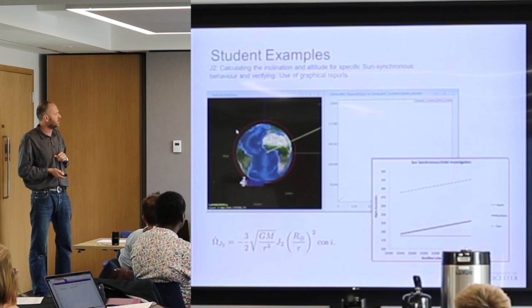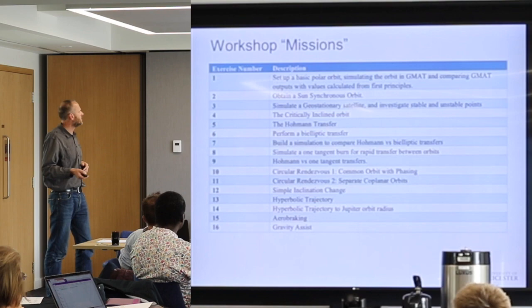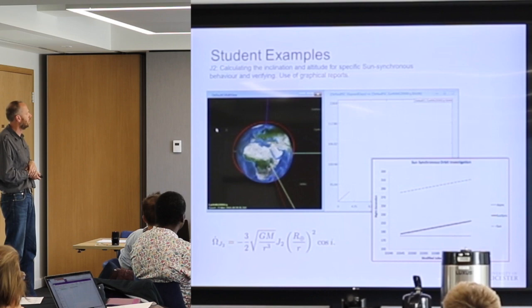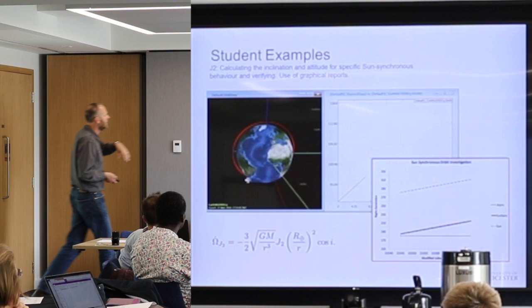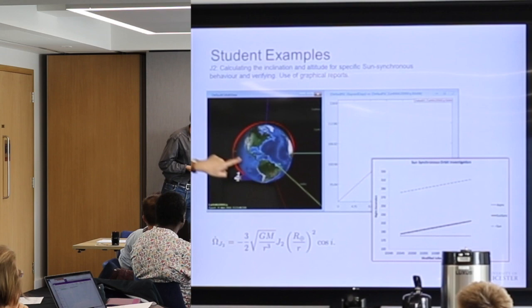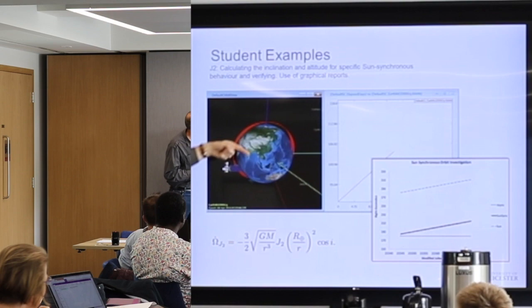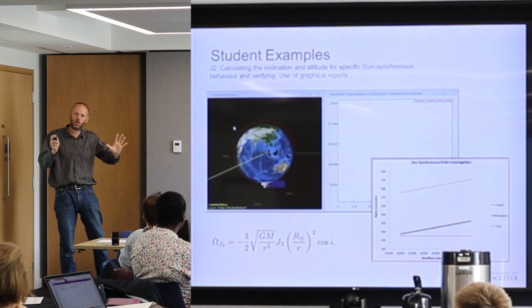if necessary. So this is a student example from one of my workshops, and this is looking at the J2 perturbation, calculating the inclination and altitude for a specific kind of sun synchronous orbit. So in this lighting it might be difficult to see, but this is the Earth-Sun vector. This is a rather large satellite, it seems, in orbit around the Earth. And what you can see from the eye candy generally is that orbital plane is tracking the Earth-Sun line.